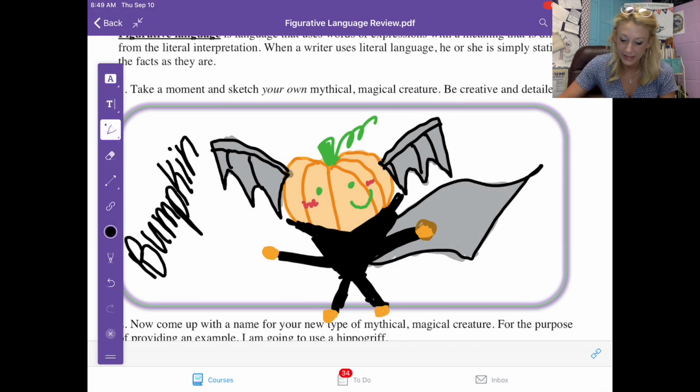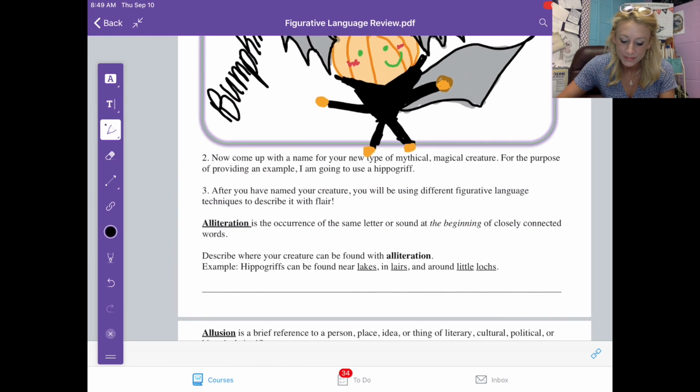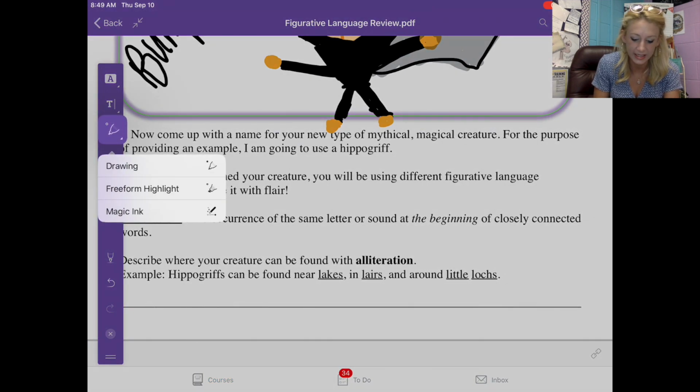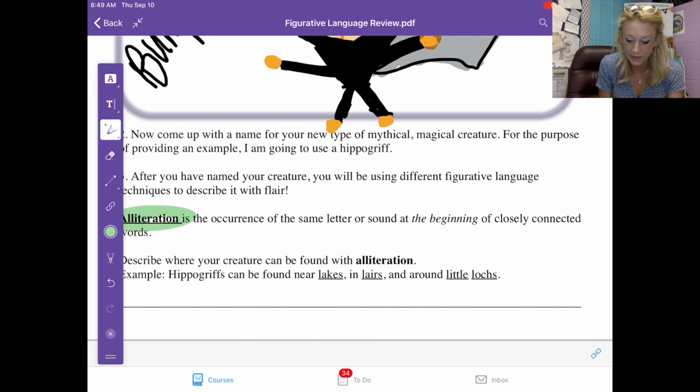Let's go ahead and take a look at our first type of figurative language. Our first type is alliteration, and alliteration is when you have the same sound or letter at the beginning of closely connected words. My example for you was, hippogriffs can be found near lakes, lairs, and little locks.